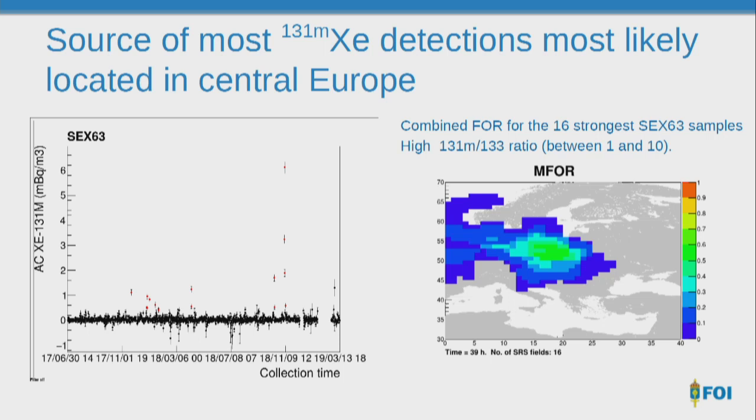Okay, so we have some high 131m detections also, and these are not coming from the reactor. They are coming from somewhere in Central Europe, where we have located that with atmospheric transport modeling.